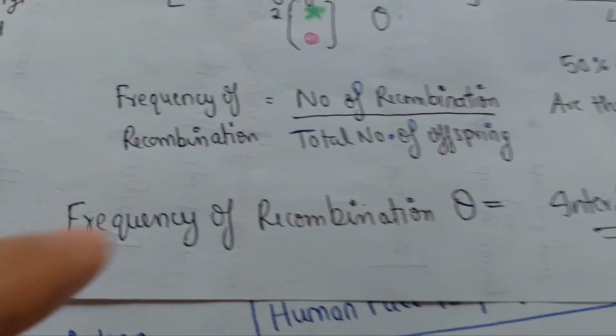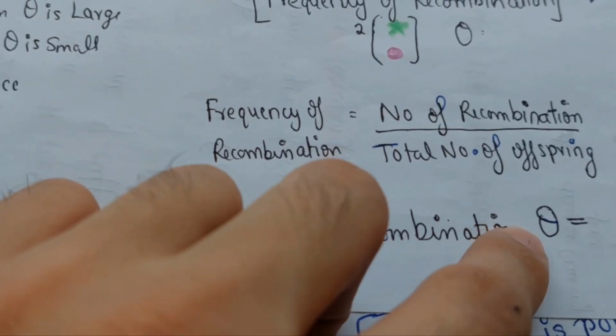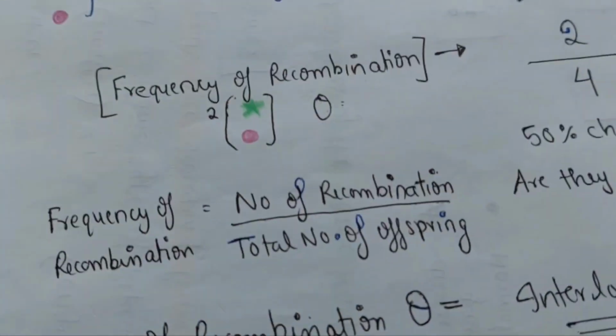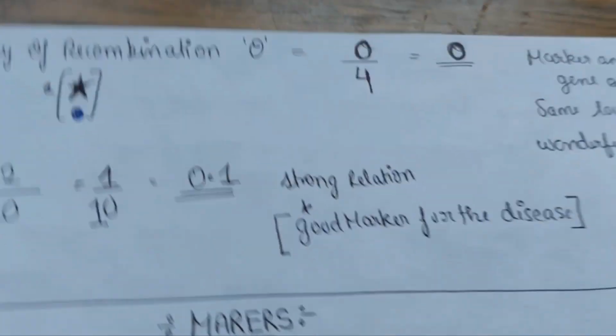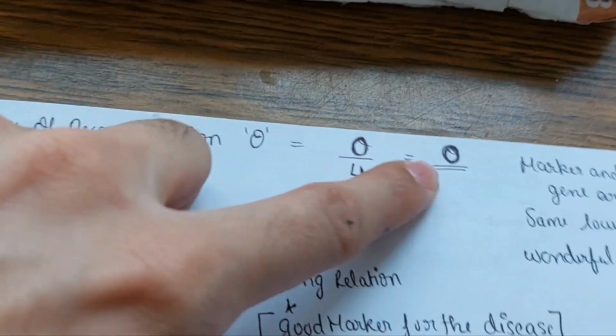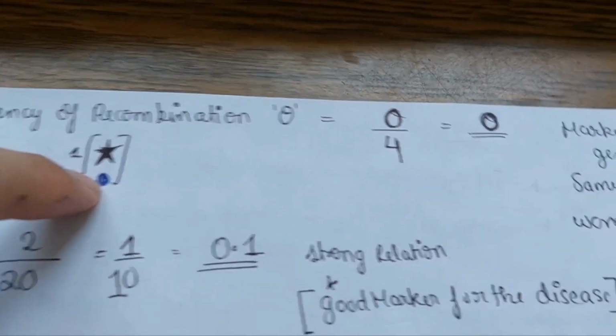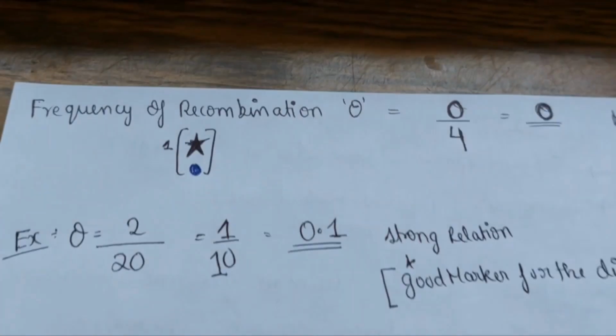And we have to remember that frequency of recombination is equal to theta. So what is frequency of recombination? Frequency of recombination is theta. So if theta or frequency of recombination is 0, that means the distance between the disease causing gene and genetic marker is very small, and we can say that they are linked very closely to each other.